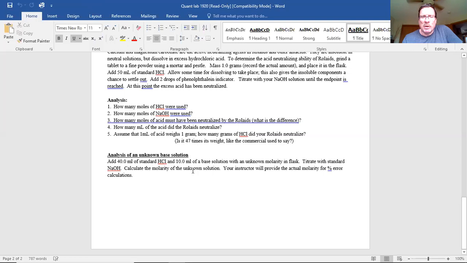Then it differs because you want to calculate the molarity. So once you found the acid moles and the sodium hydroxide moles and you subtract, now you have the moles of your unknown base. You can divide by the volume of unknown base, which was the 10 milliliters, and find out the concentration. And then it says your instructor will provide the actual molarity. It was actually 0.25 molar unknown base. So then you can do a percent error between what you find for it and what the actual is.